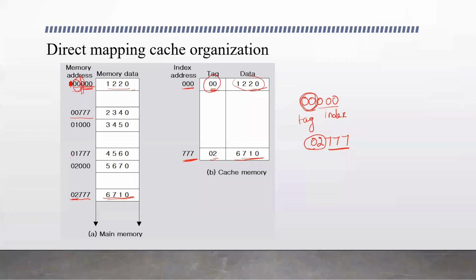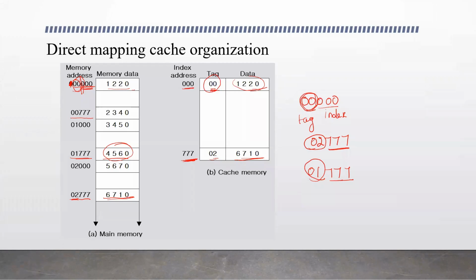Suppose this is the address, the data the CPU wants to search, 4560, that is stored in main memory at 01777. When it places this in the argument register, 01777, and the CPU searches in the cache, the address 777 is available. The word in that address is checked, and the tag field here is 01. When it is checked with this, there is no match. It is not matching, so this data will not be accessed. So the CPU now has to access the corresponding data 4560 from the main memory.